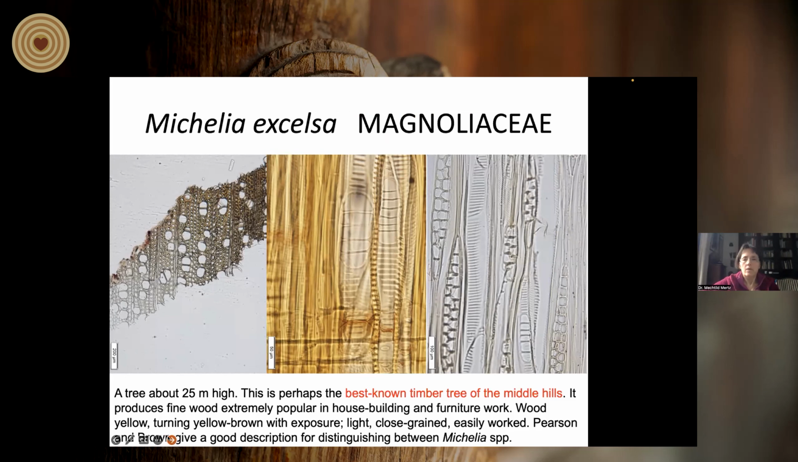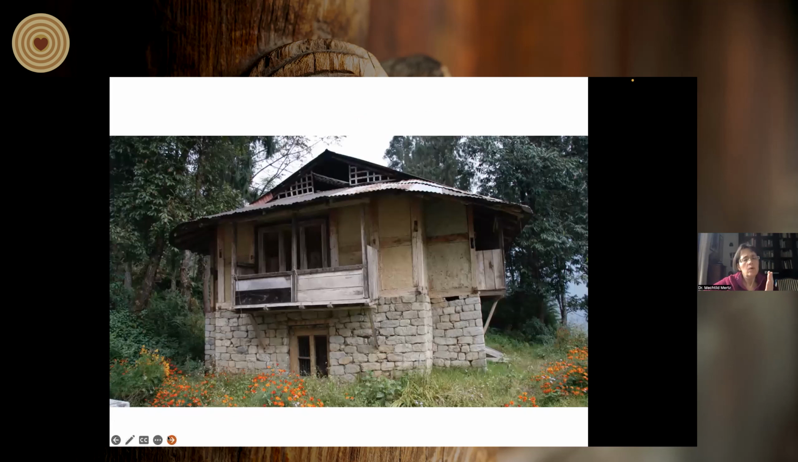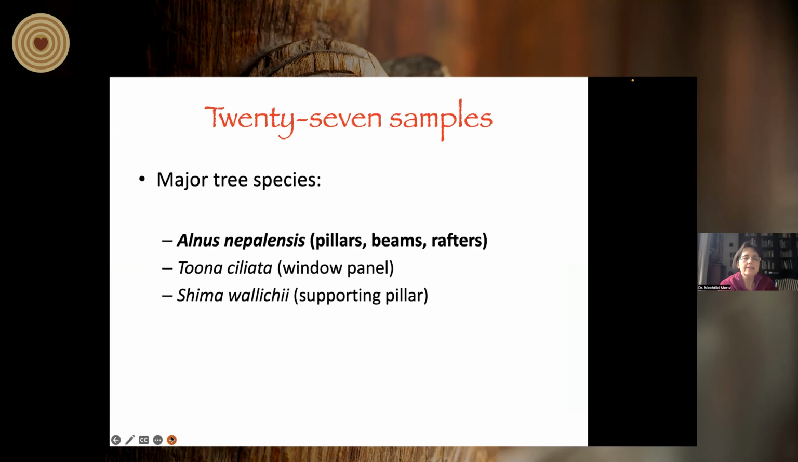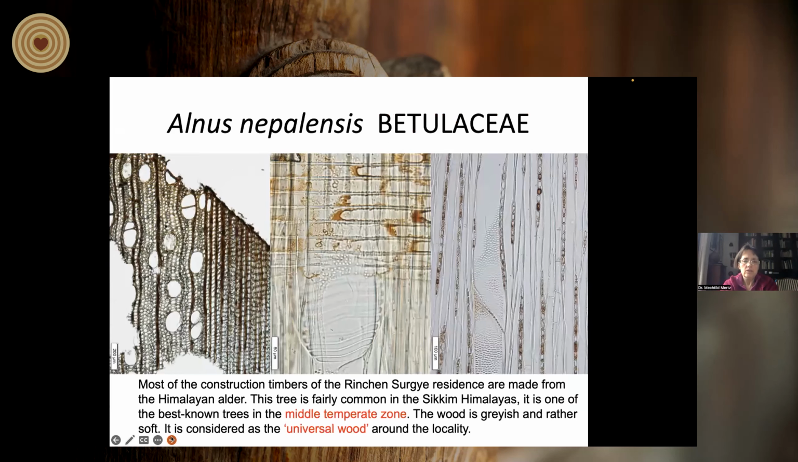And so now we come to this other house, which is the only one which is not a temple, but a residence, and it is made of alder. The Latin name is Alnus nepalensis, which is a very frequent tree in this area, and it is used in the middle temperate zone. So this alder wood.